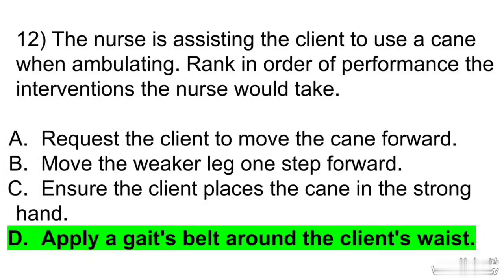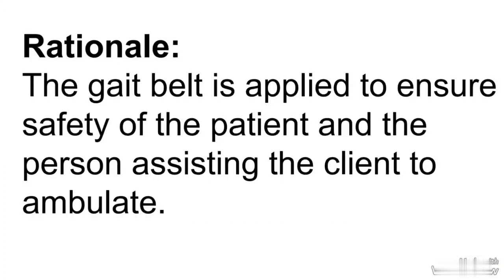12. The nurse is assisting the client to use a cane when ambulating. Rank in order of performance the interventions the nurse would take. A. Request the client to move the cane forward. B. Move the weaker leg 1 step forward. C. Ensure the client places the cane in the strong hand. D. Apply a gait belt around the client's waist. Rationale. The gait belt is applied to ensure safety of the patient and the person assisting the client to ambulate.